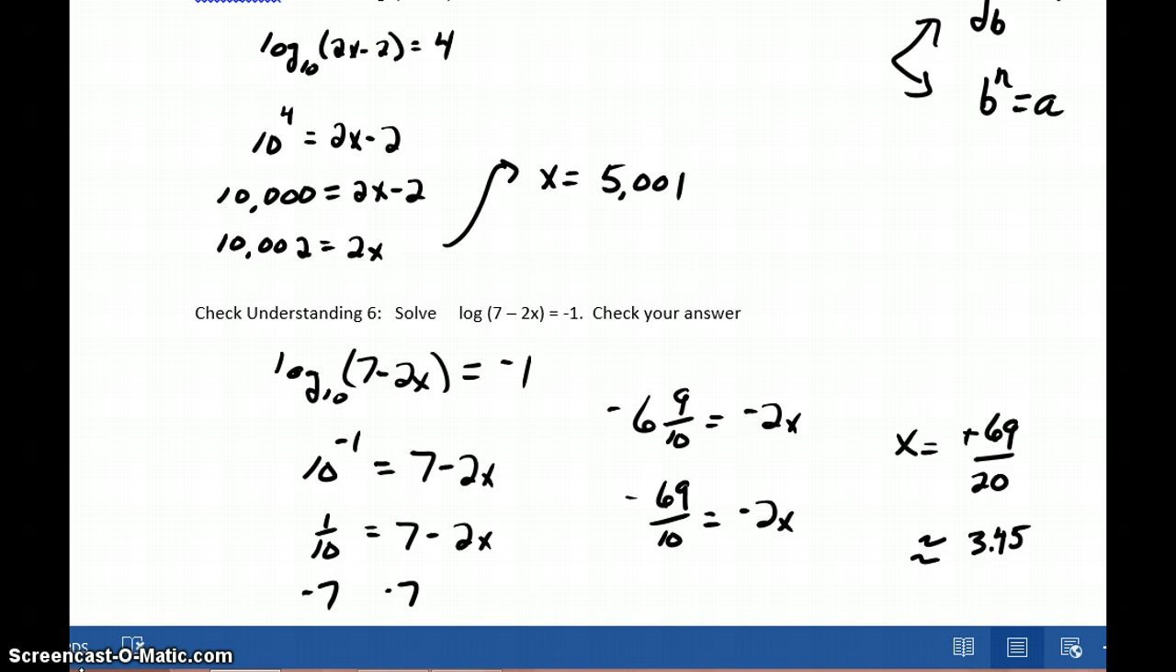Subtract 7 from both sides. Negative 7 plus 1/10 is really negative 6 9/10, or negative 69 over 10, and I'm going to multiply both sides by a negative 1/2. The result is 69 over 20, or approximately 3.45. Again, check this on your calculator. Put 3.45 in for x, and see if you do indeed get negative 1 as a result. Then we'll move on to example number 7.